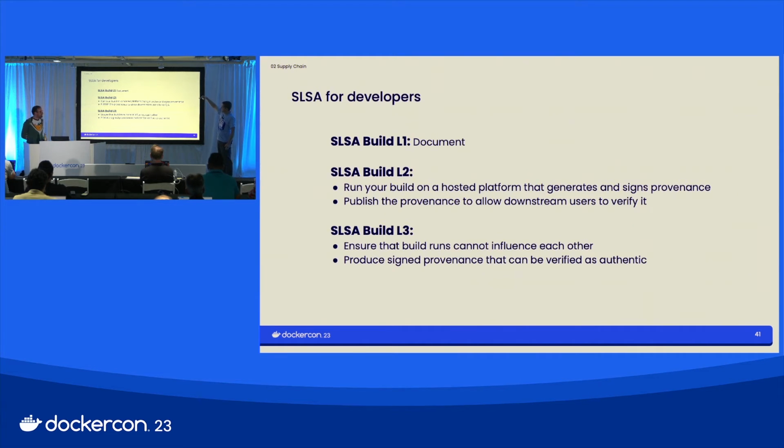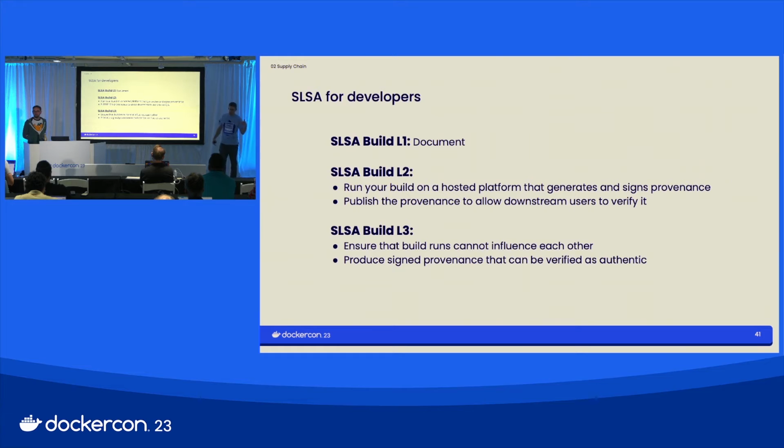Build level 2 builds on build level 1. You need to have that documentation, but you also then need to run on a hosted platform that generates and signs that provenance. So build level 1 is about documenting that build, that is, creating the provenance document. Build level 2 is about using a platform that generates and signs the provenance. And we'll get into more detail about what that means later. We talked about that transparency bit. It also is about publishing that signed provenance to allow downstream users to verify it.